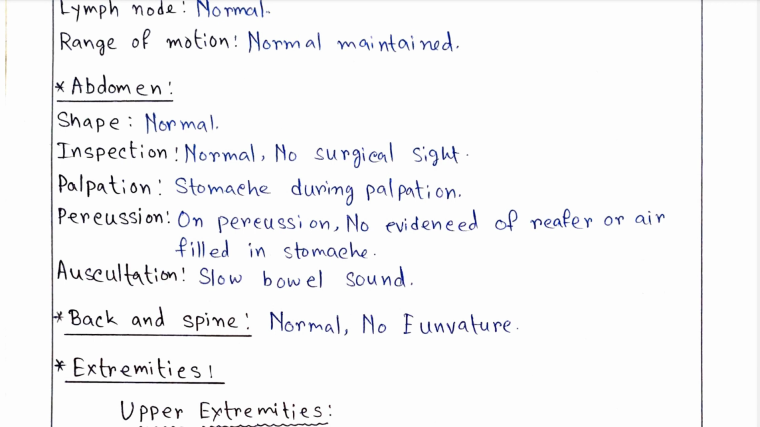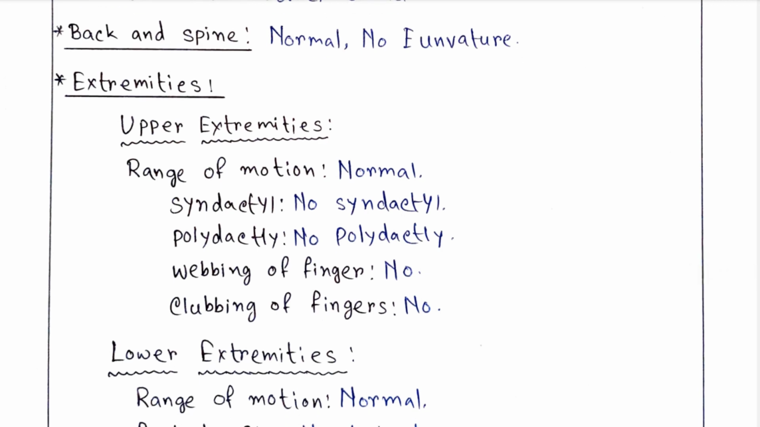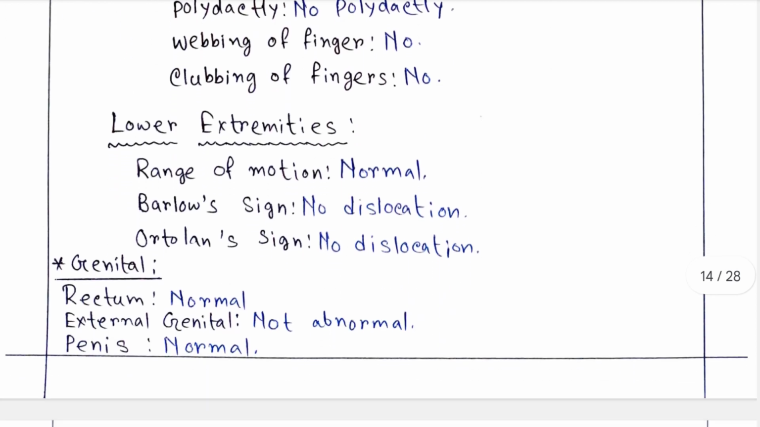Back and spine are also normal. Extremity. Upper extremity, range of motion is normal. Syndactyly, no. Polydactyly, no. Curling of finger, no. Clubbing of finger, no. Lower extremity, range of motion is also normal. Barlow sign is negative, no dislocation. Ortolani sign, no dislocation. Next is genital. Rectum normal. External genital, no abnormality. Penis is normal.